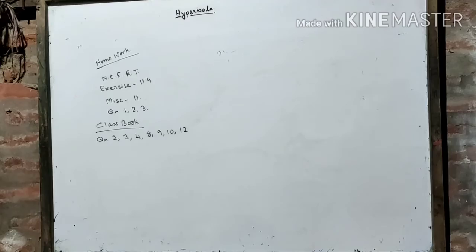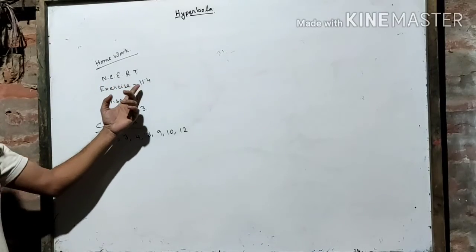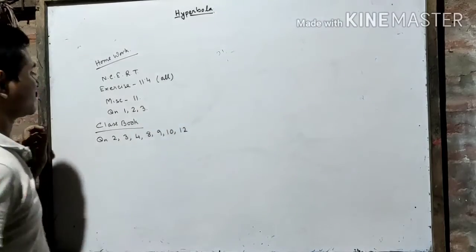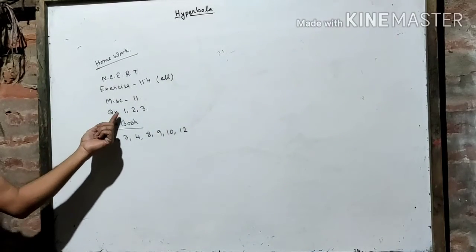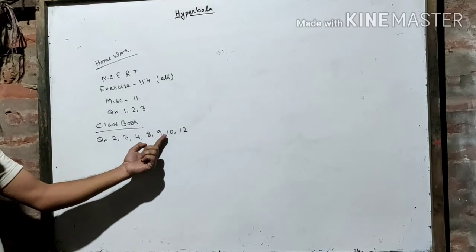So next, your homework. It's the homework time. So from NCERT book, you solve exercise 11.4 all problems. Then from miscellaneous 11, question number 1, 2, 3. From class book, question number 2, 3, 4, 8, 9, 10, 12.